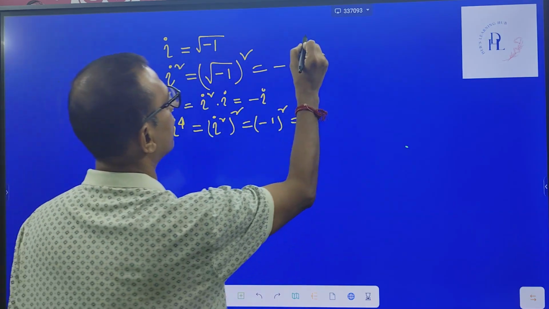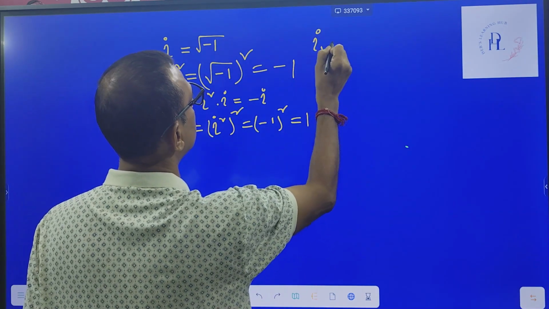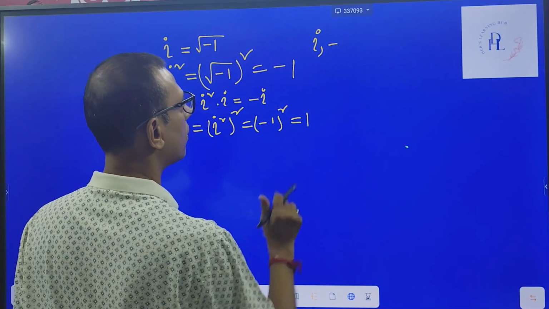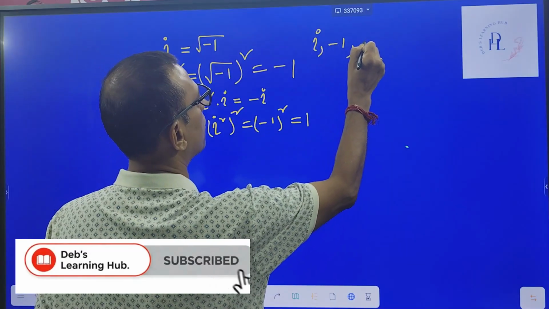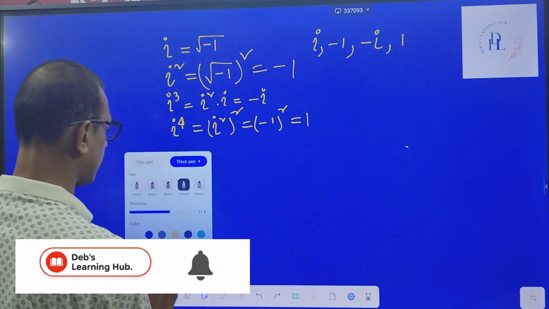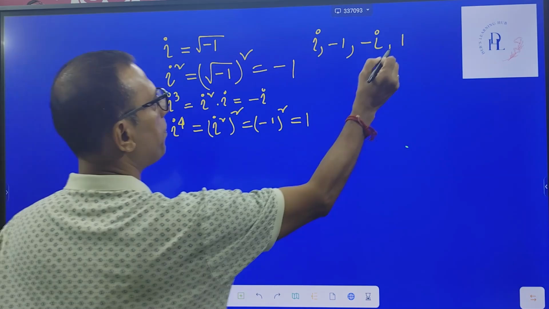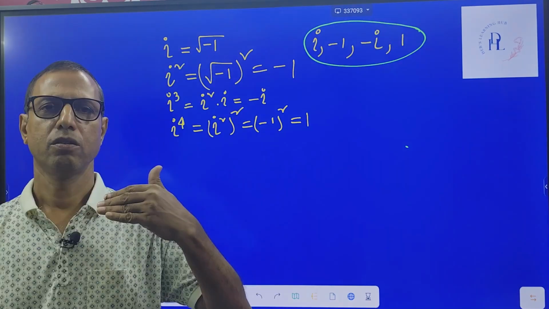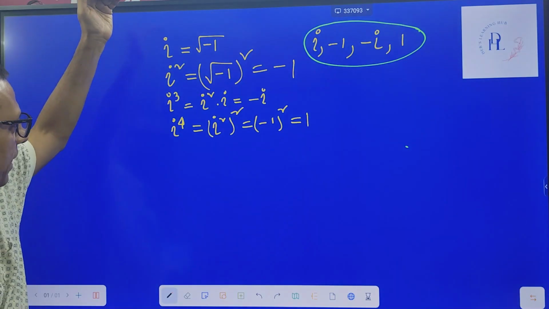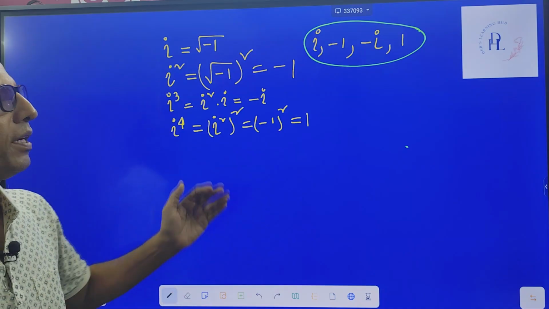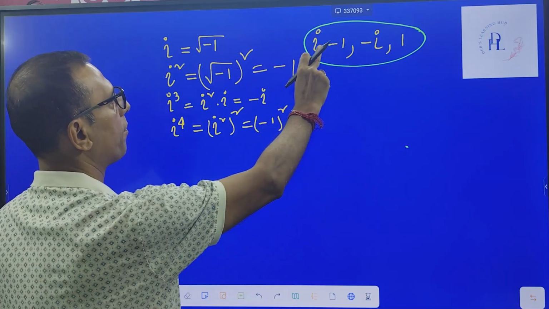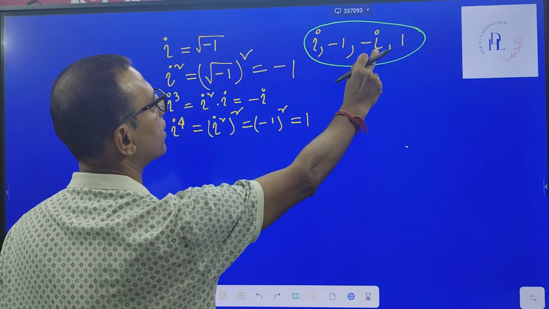So that is the nature of numbers. If we take consecutive numbers, i, minus 1, minus i, and then 1. This is the repeated sequence of numbers. So if the exponent of i increases, then in every 4 consecutive terms it gets repeated. So i square, i cube, i to the power 4. The nature of the number: i, minus 1, minus i, 1.